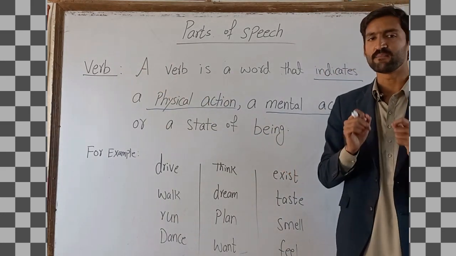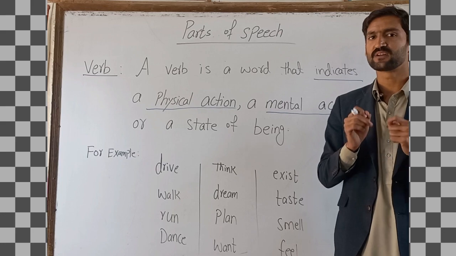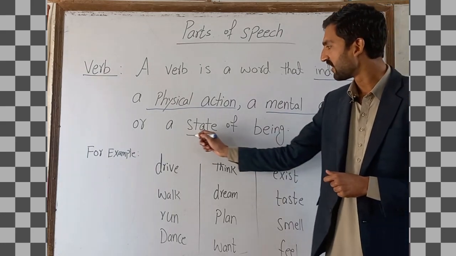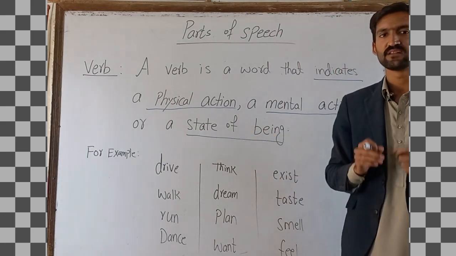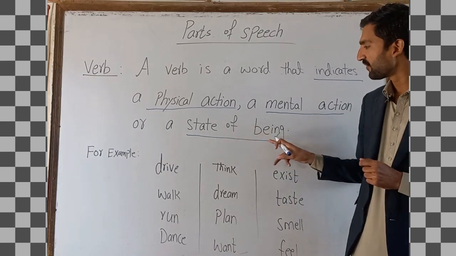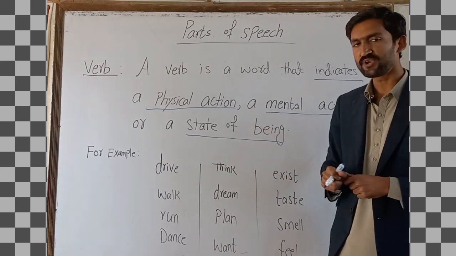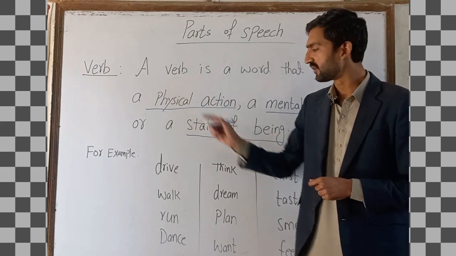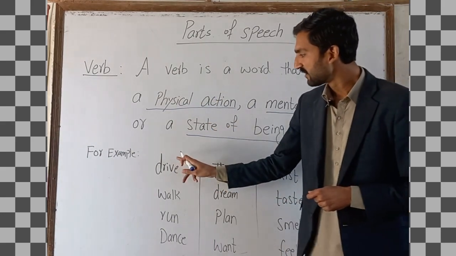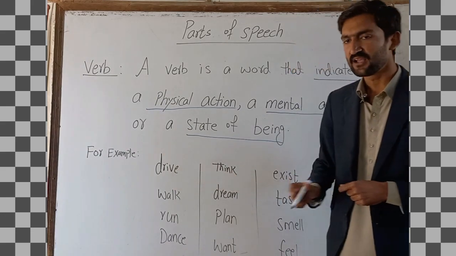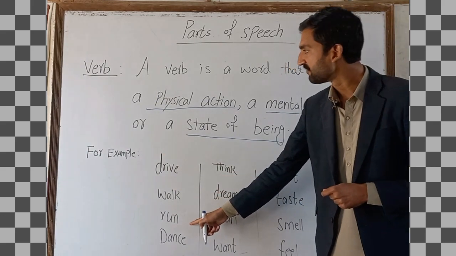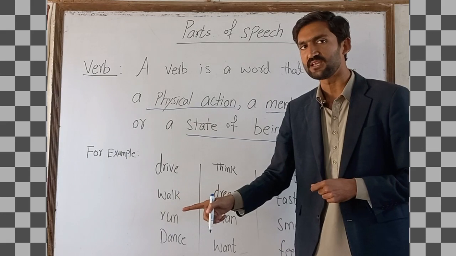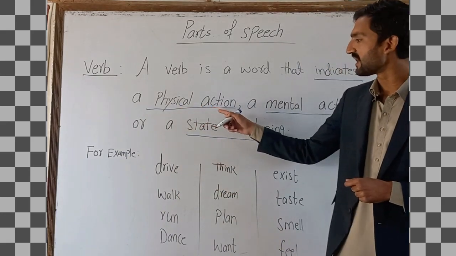The third and major function that a verb is considered to have is a state of being. So further we have different examples of this word, verb. We start from the first example, which is the physical action.